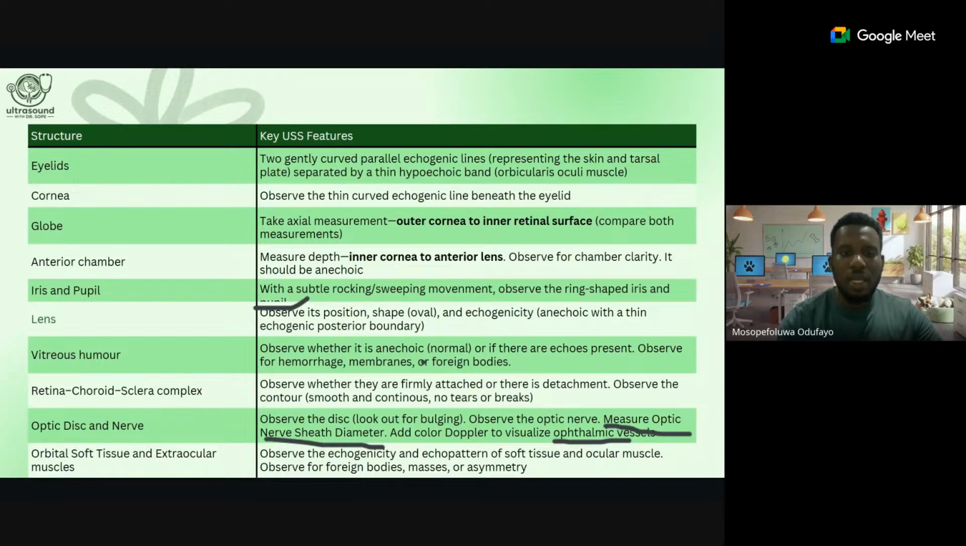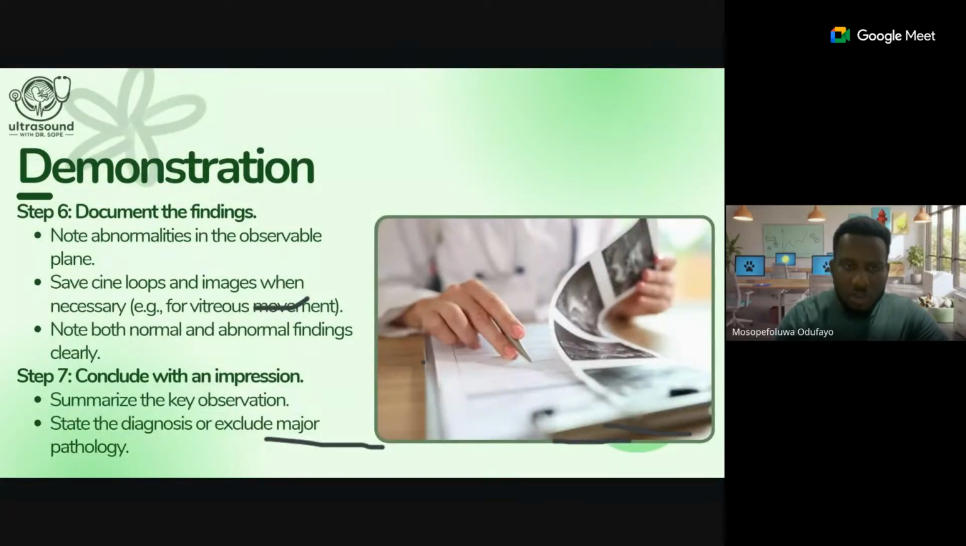Then the last thing you're going to observe is the echogenicity and echo pattern of the soft tissue. Look out for masses, look out for asymmetry. Very, very key. So I've repeated these things again and again for us to know what to do. Then after you have done this, the next thing you're supposed to do is to document your findings. Note the abnormalities in the observable planes. Save the cine loops when necessary. Note both normal and abnormal findings.